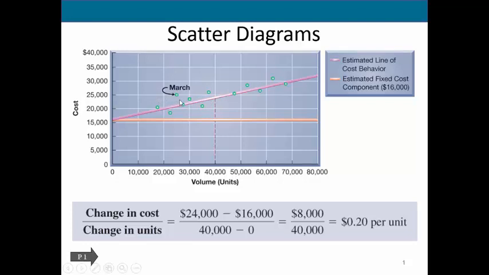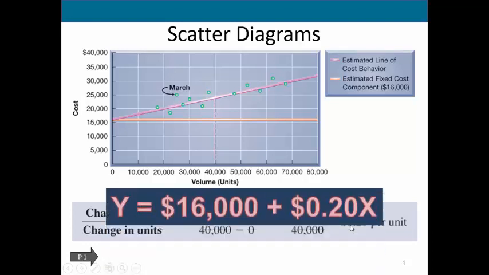If you come over, you can see at this volume, we had an approximate total cost of about $24,000. So we take $24,000 minus $16,000 because we had a cost of $24,000 at a volume of 40 and a cost of $16,000 when we had a volume of 0. So this is our numerator here. This gives us $8,000 on our numerator divided by the change in our volume, 40,000 minus 0, so you've got 40,000. That tells us that this variable cost is increasing at a slope, and it's approximately increasing by 20 cents per unit. So we can plug that into our equation.